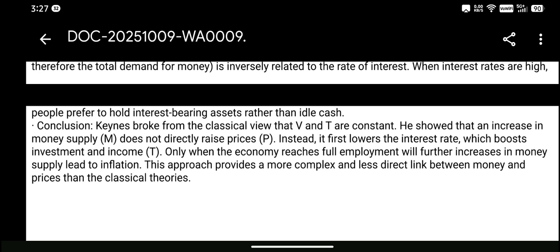Conclusion: Keynes broke from the classical view that V and T are constant. He showed that an increase in money supply M doesn't directly raise prices P. Instead, it first lowers the interest rate, which boosts investment and income T. Only when the economy reaches full employment will further increases in money supply lead to inflation. This approach provides a more complex and less direct link between money and prices than the classical theories.